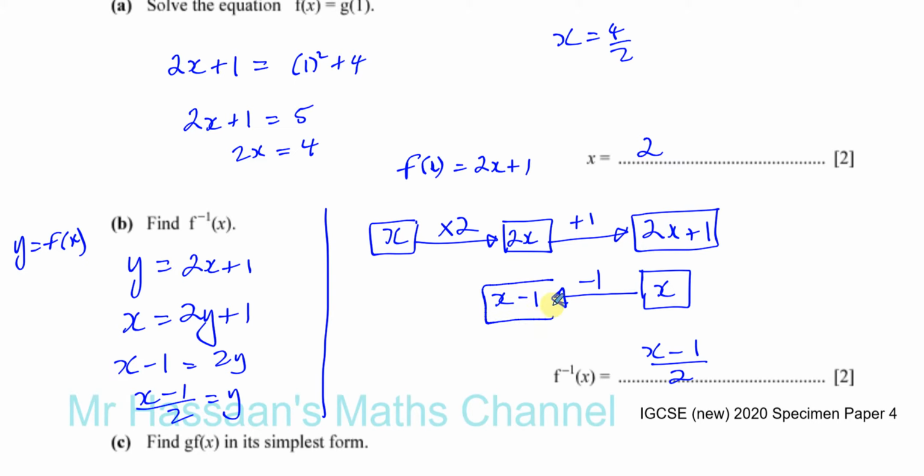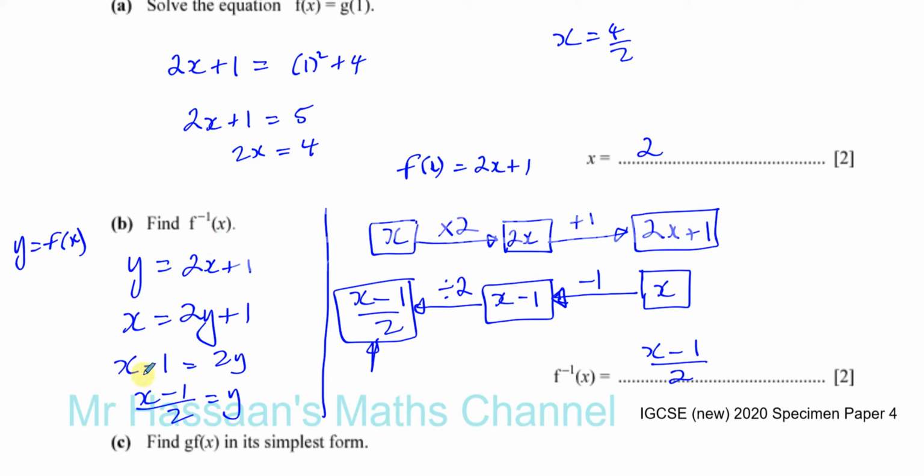And the opposite, or the inverse, of multiplication is division. So instead of multiplying by 2, you're going to divide by 2. So you end up with x minus 1 over 2. And there we have our inverse function. It's the same as what we got from this way.